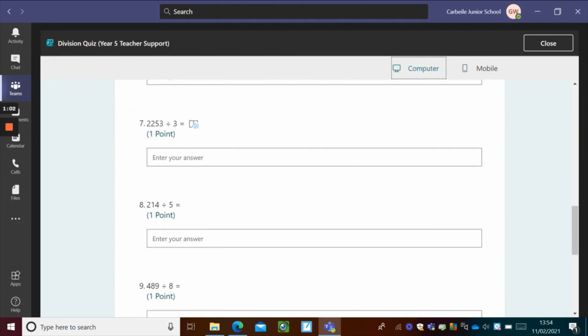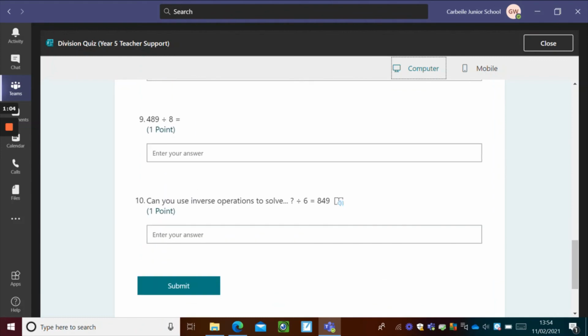The last question is one we haven't necessarily talked too much about, so it's asking you to use a bit of your own initiative. How would you solve something divided by 6 is 849? And I've given you a clue there, asking you to use inverse operations. When you've done your work, make sure you select submit. That's important so that the work gets sent through to your teachers.